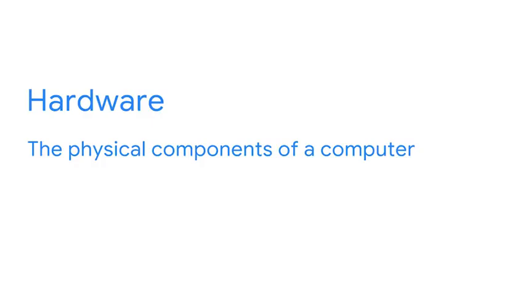Finally, the last component of the architecture is the hardware. Hardware refers to the physical components of a computer. You can compare this to software applications, which can be downloaded into a system. The hardware in your computer includes things like the CPU, mouse, and keyboard.